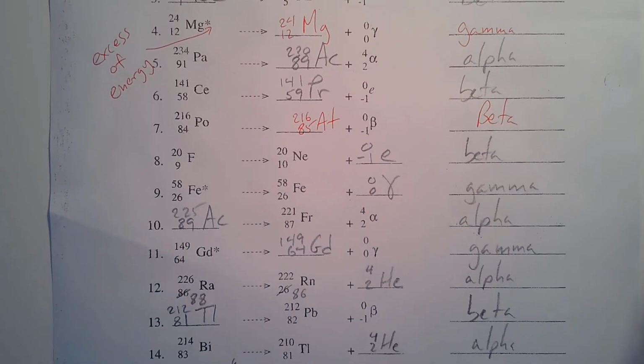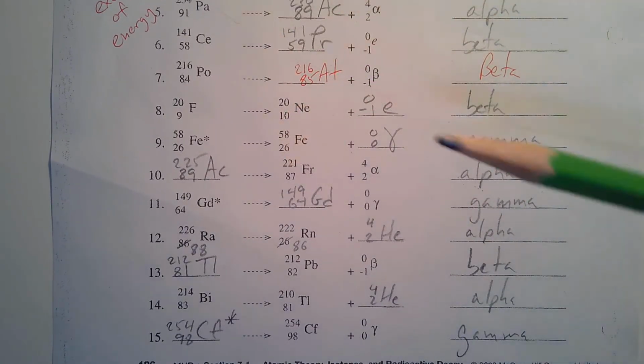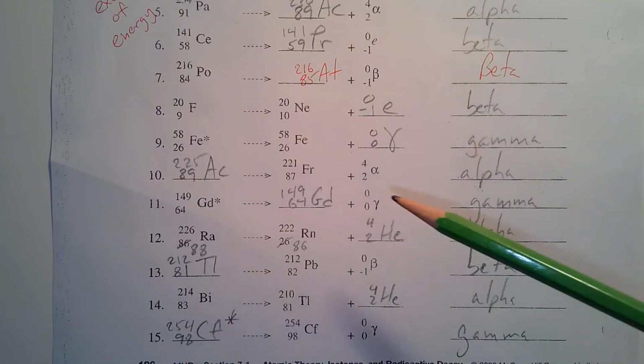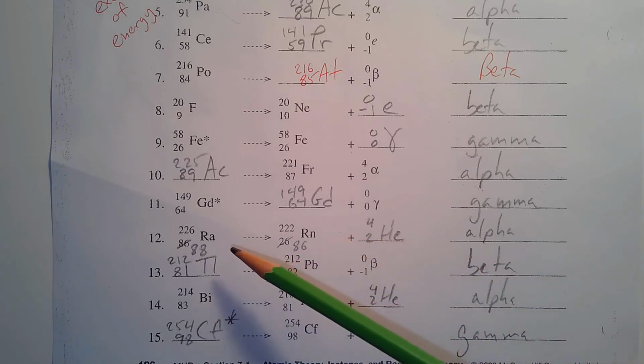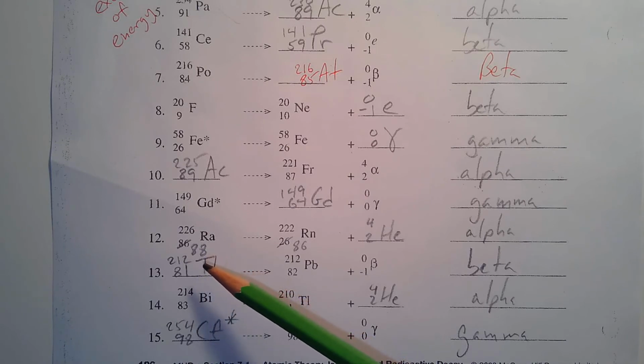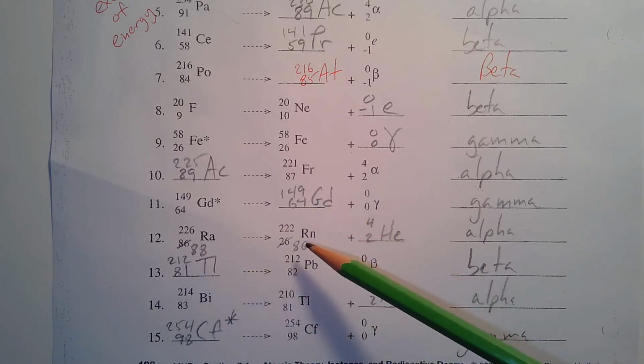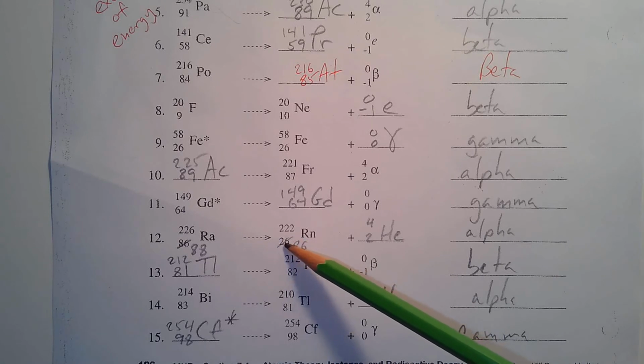And like I said, there was a mistake, and that was on question 12. The mistake was that the symbols here had the wrong atomic number. So Ra should be 88. Okay, so again, the atomic number is the number of protons, and that's fixed. It doesn't matter which isotope you have, it should always have 88 as the number of protons for Ra. And then Rn should always be 86, not 26.